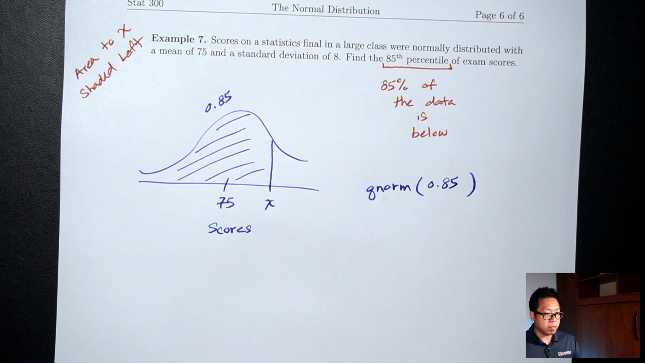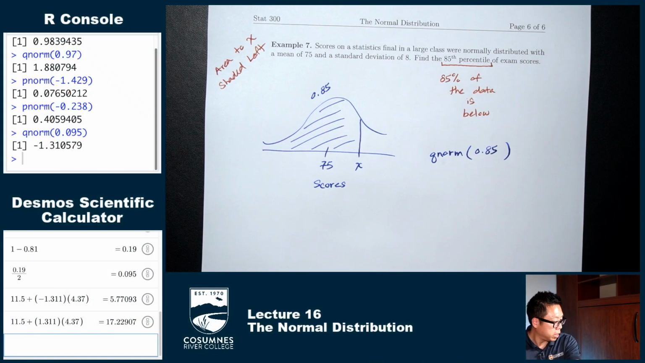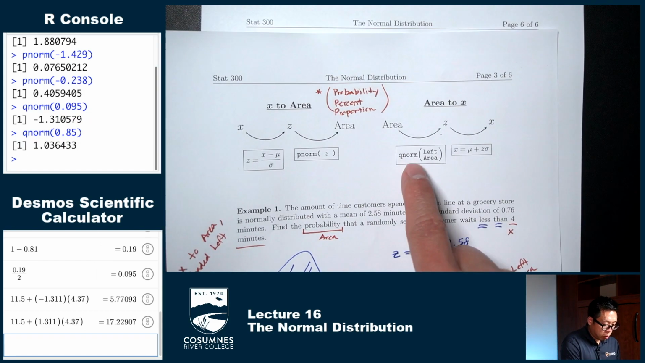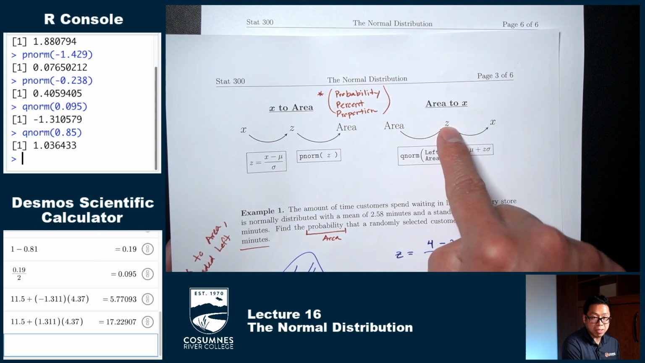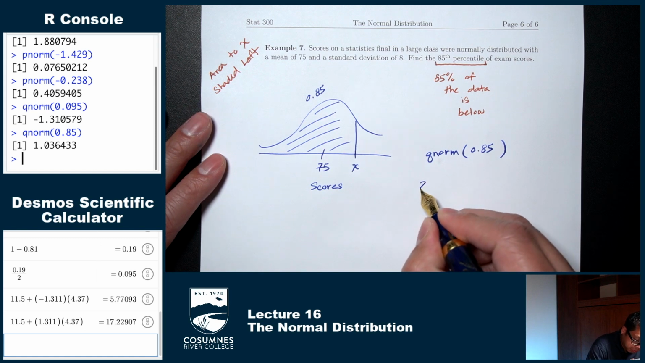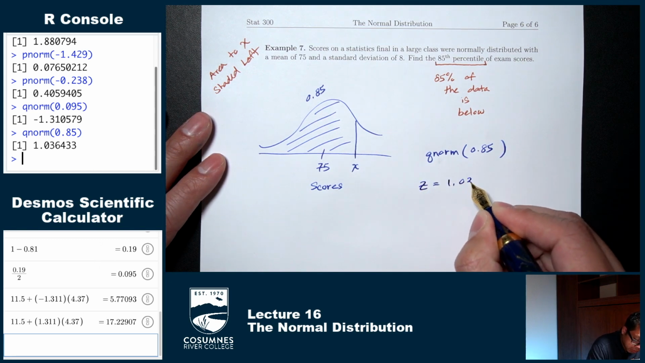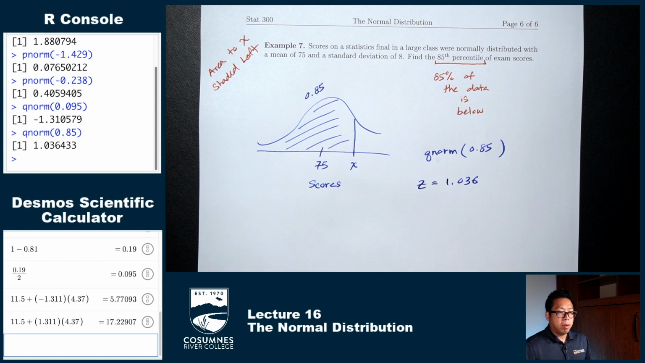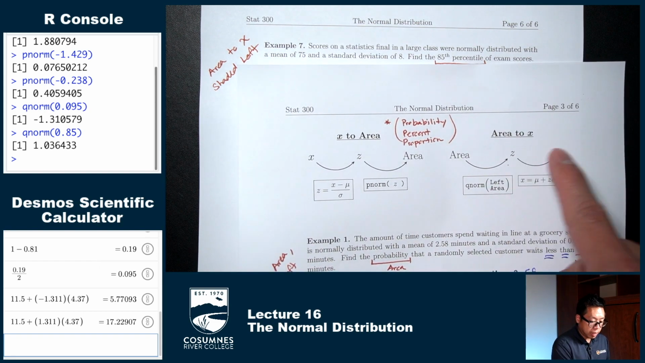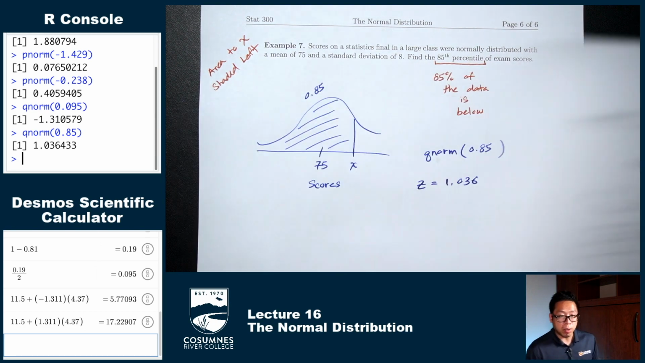All right, so let's go to R. qnorm(0.85) gives 1.036. So qnorm gets you from area to z, so that's a z. So z here is 1.036. Okay, so we already did area to z, qnorm. Last step is go from z to x by doing the x formula.